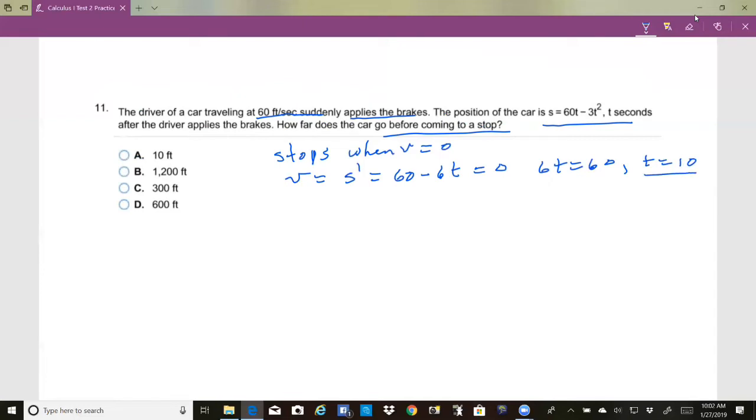So its position at 10 seconds will be how far it goes after the brakes are applied. So we need to calculate the position at 10 seconds, which is 60 times 10 minus 3 times 10 squared, which is 100. And this is equal to 300 feet.